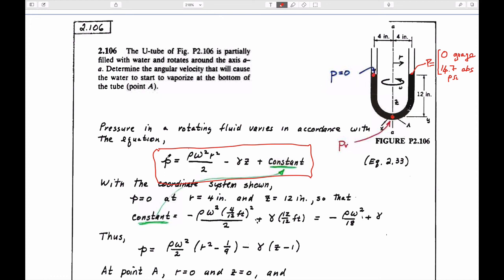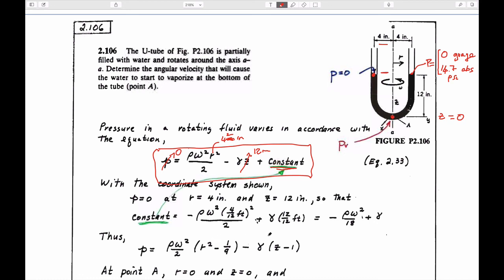And so we could write an expression saying the pressure at that location is equal to density, the spin rate, omega in radians per second, the radius, which is 4 inches, squared, divided by 2, minus the location relative to some datum. Let's take the datum as z equals 0 here. So this location here would be plus 12 inches. This would be 4 inches squared. Not meters, inches. And so we know that the pressure here is atmospheric. If we choose gauge, as the question does, then we have everything in this to calculate exactly what the constant is.